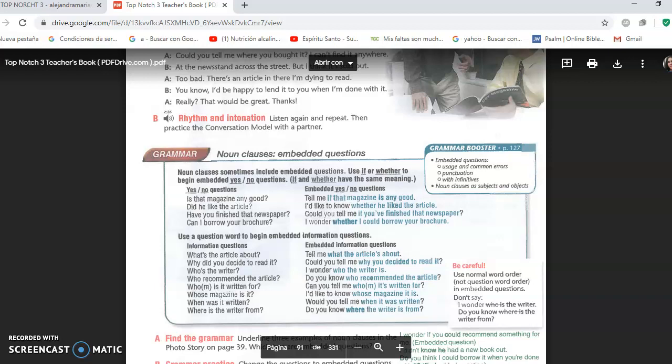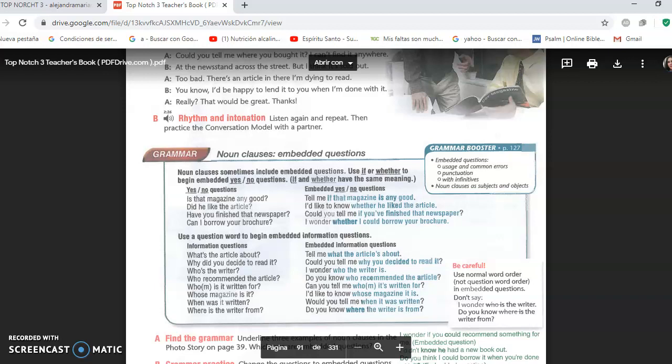Okay. Miren cómo cambia esa pregunta. Miren la pregunta que hacíamos a mano izquierda. Is that magazine any good? Ahora vamos a hacer una embedded question, sería tell me if that magazine is any good. Le vamos a agregar más información y vamos a utilizar if or whether.